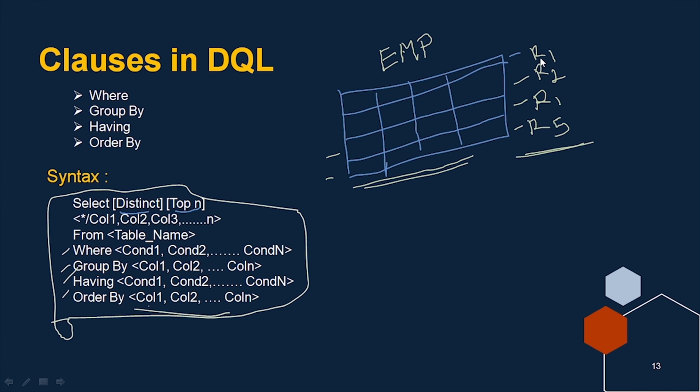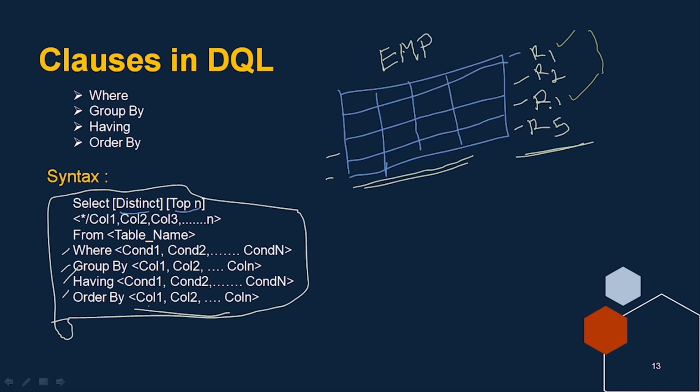For example, the first row has data like R1. The second row has R2 data. The third row has R1 data, and the fourth row has R5 data. In this table the first row and third row data are duplicated. If you want to remove this duplicate record from our result set, at that time we need to use distinct. Distinct is used in a select statement to remove duplicate records from the result set.